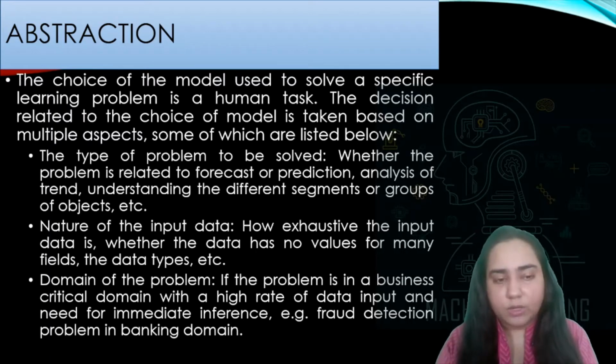And the third one is the domain of the problem. If the problem is in a business critical domain with a high rate of data input and the need for immediate inference, for example, a fraud detection problem, which happens in the banking domain, this is the kind of problem that requires immediate inference. So you wouldn't want to pick a model that's going to take hours and days to train. So this is another factor that you have to consider while selecting the model.